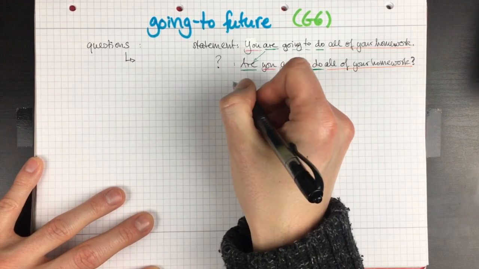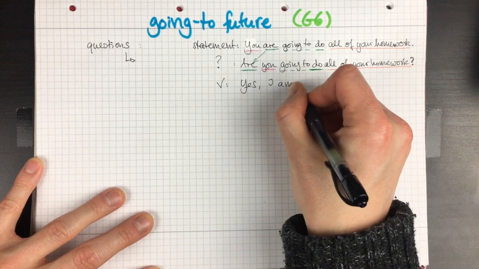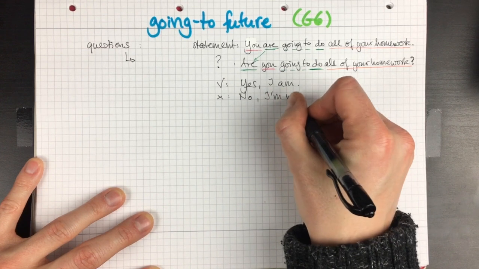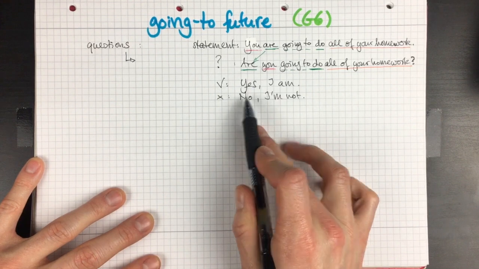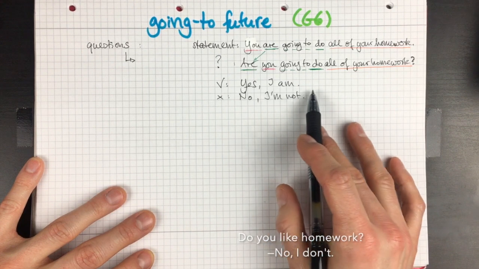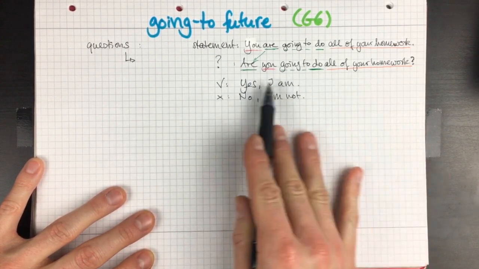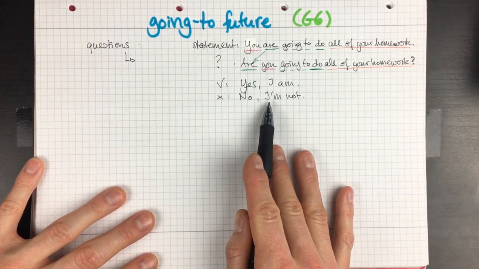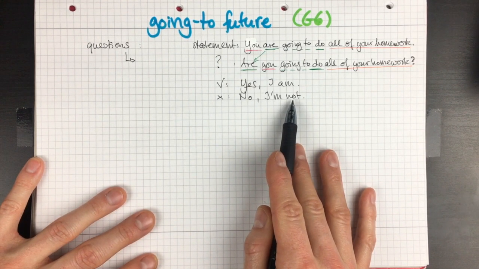And of course you can also answer. You can say, yes, I am. Or if you don't think so, no, I'm not. Remember, this is how we contract I am not, right? So it's just like with questions in the simple present. Do you like homework? No, I don't. The same way here. Are you going to do all of your homework? No, I am not. You have to use to be, put it in the right form, because of course now it's me, I am talking, and then use the not at the end of the sentence.